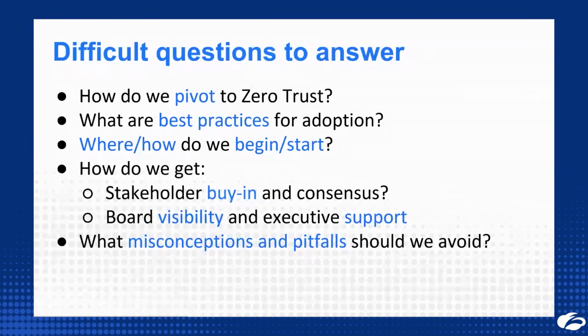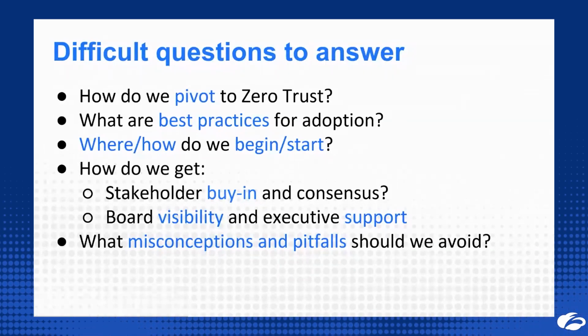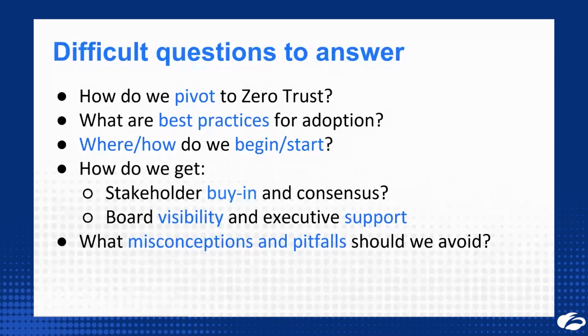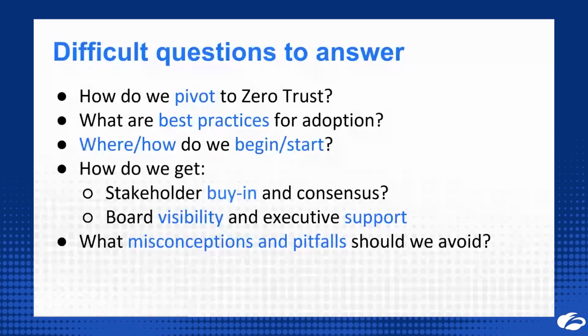So for example, how do we pivot to Zero Trust from legacy-based architectures? Where do you begin? How do you start this journey? What are some of the best practices for adoption? And importantly, how do you get stakeholder buy-in? How do you get consensus within your current organization, within your current leadership team, within your stakeholders?